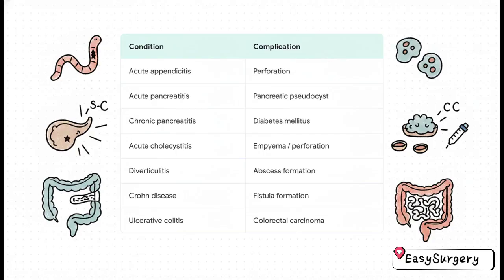Crohn's disease, because of its transmural nature, is notorious for fistula formation. And ulcerative colitis, that carries the dreaded, highly tested risk of colorectal carcinoma. These are pure high-yield gold.